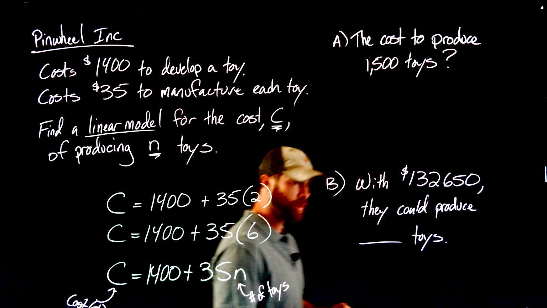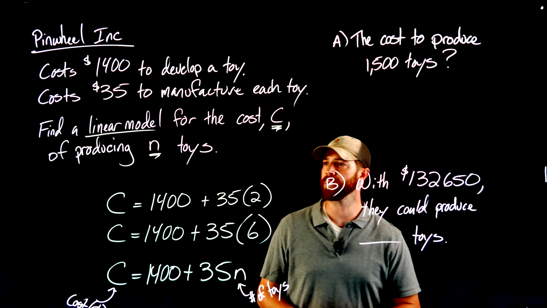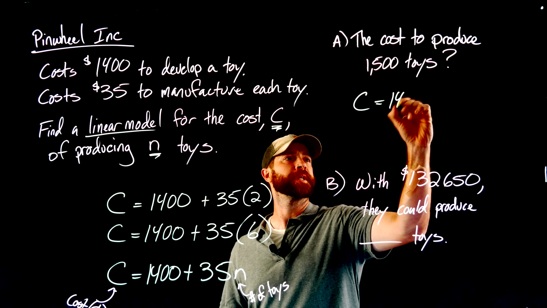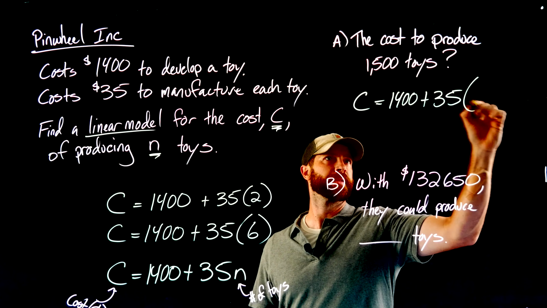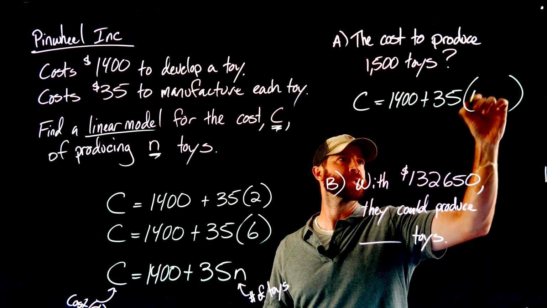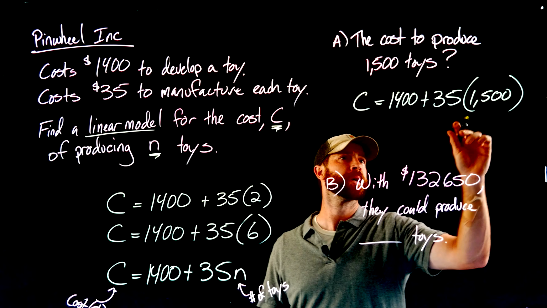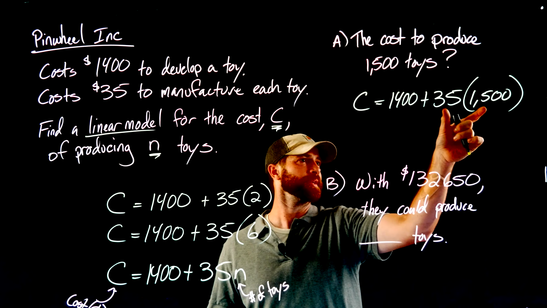So to answer these questions, I won't solve the equations completely, but what we do is take this and replace whatever variable they give us information about. So in this one, we have the cost is going to equal 1,400 plus 35 times the number of toys they produce, which is in this case 1,500. I would then evaluate this, doing the multiplication first, and then adding the 1,400 on to get the final cost.